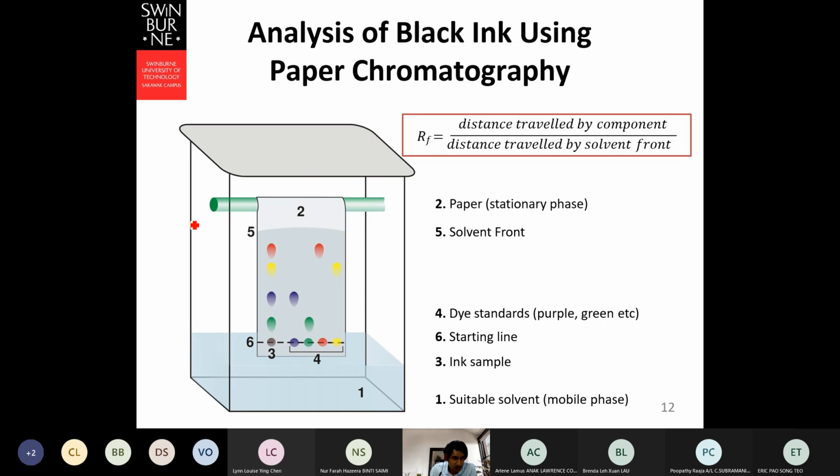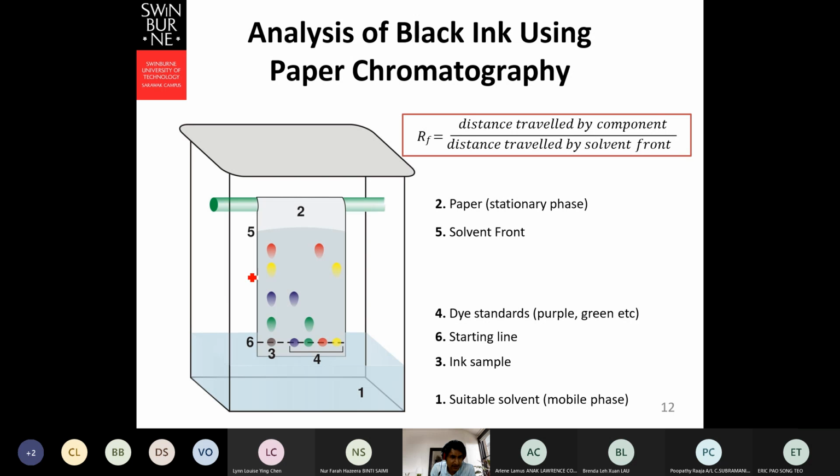It should be taken into a container, a transparent container first. It is better that we use a transparent container, and we cover this container, right? This paper is hanging or supported from the top, and it is dipped inside this liquid, and that liquid is actually the mobile phase.